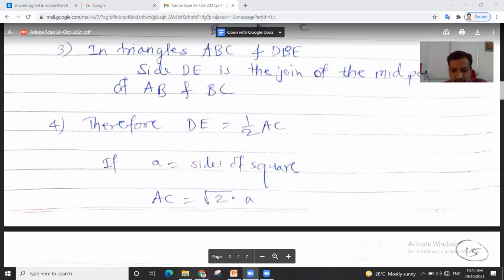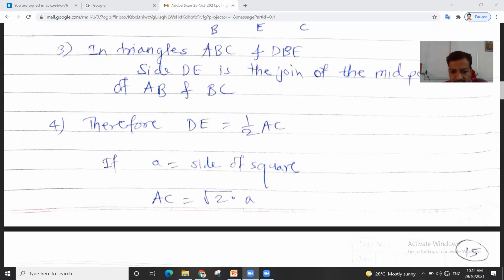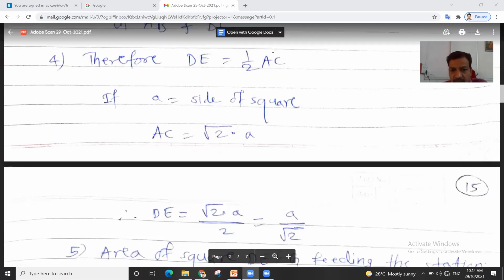A is the side of the square, that is denoted by A. From DE equal to 1 by 2 AC, we find AC. AC will be equal to the root 2 into A, where A is the side of the square. Understood?